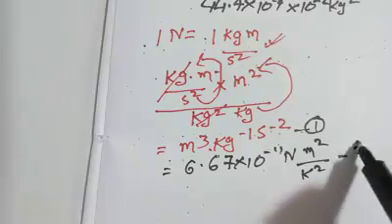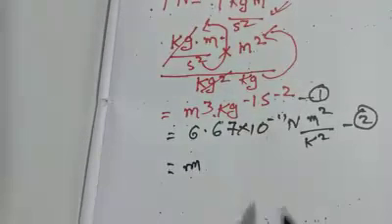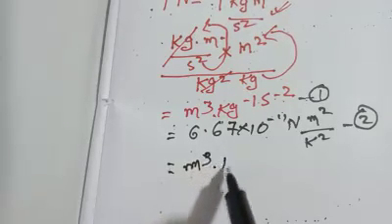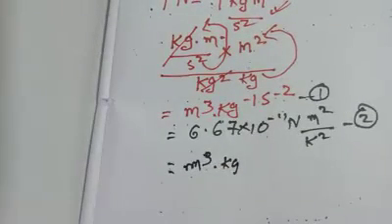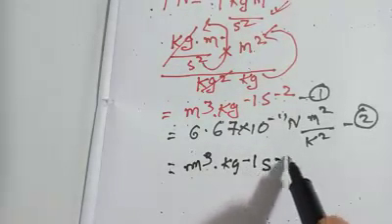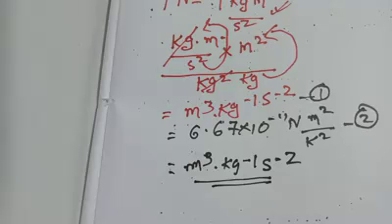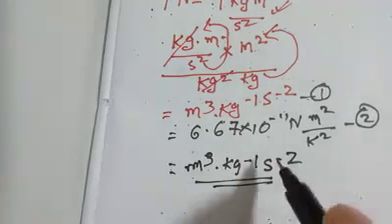So this is another form. This is precisely m cube kg minus 1 followed by s minus 2. This is measured in terms of what I would call the international standard. We call it the SI unit.